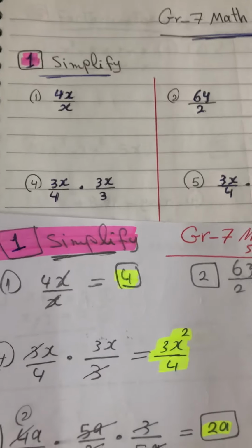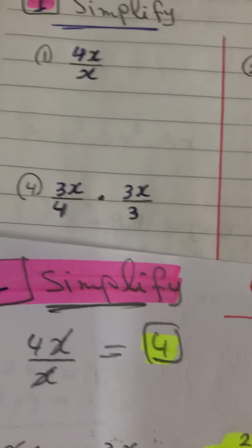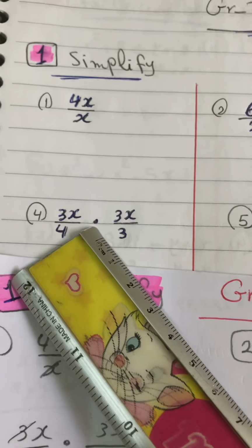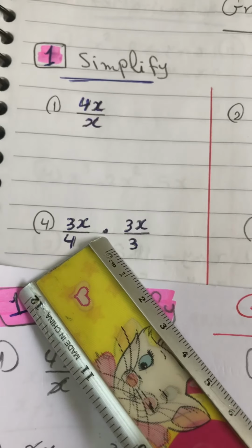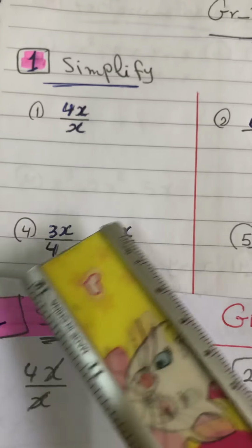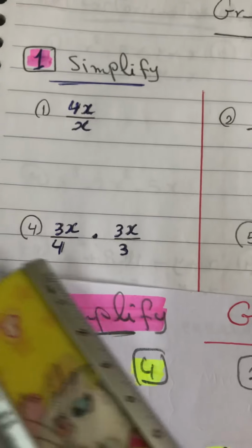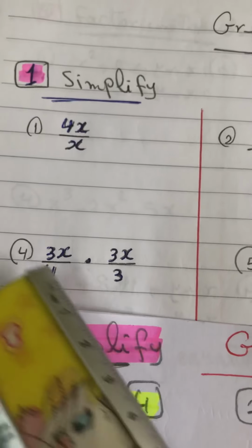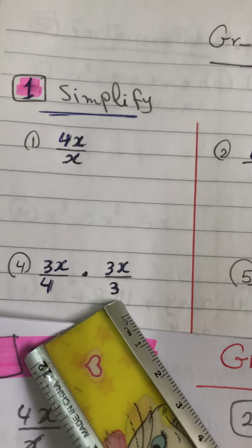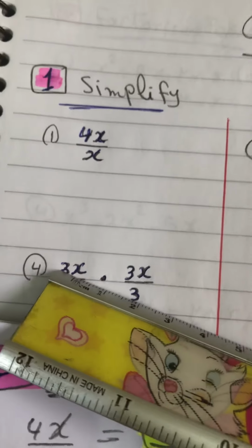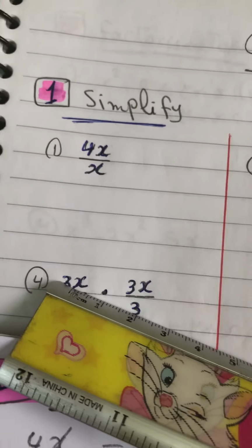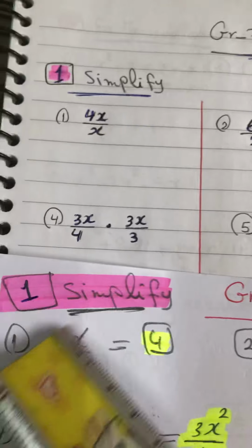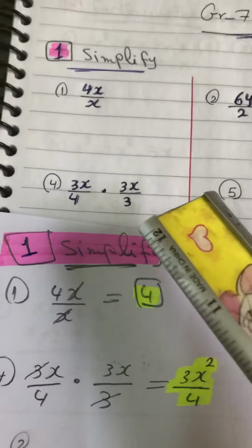I'm still in simplify. Question number 4, it's multiplication. This sign means multiplication, but I use it to not confuse between the sign of multiplication and the x. 3x over 4 multiply 3x over 3. As with any fraction, we multiply numerators together and denominators together. But in the beginning, we can cancel 3 with 3, which gives me 1. It's allowed to cancel obliquely like this, up and down, in the case of multiplication only. So I'll cancel 3 up with 3 down. So what's left?